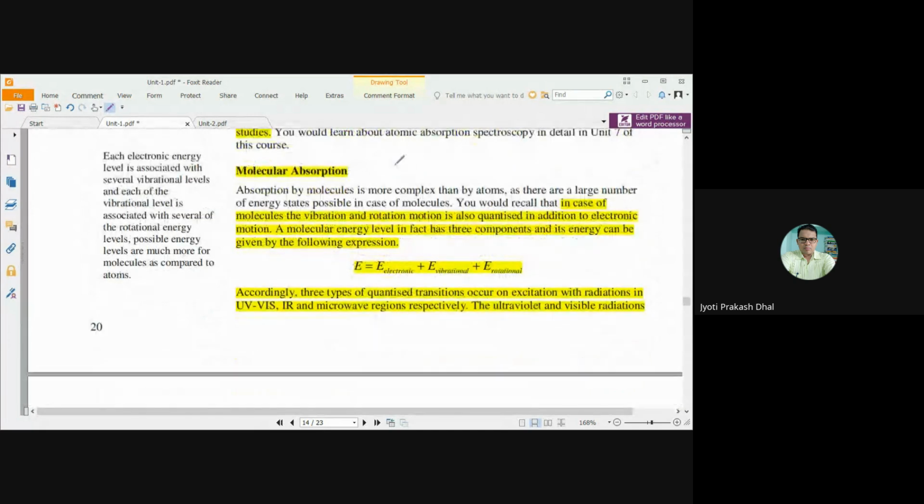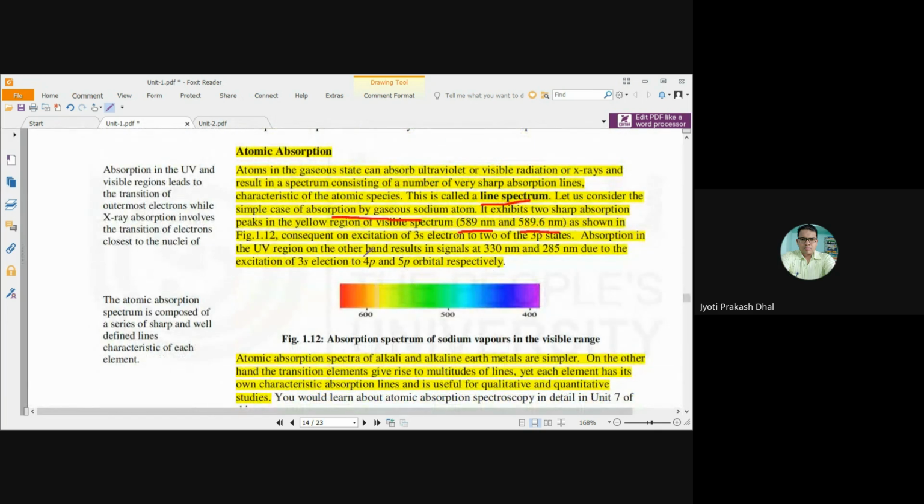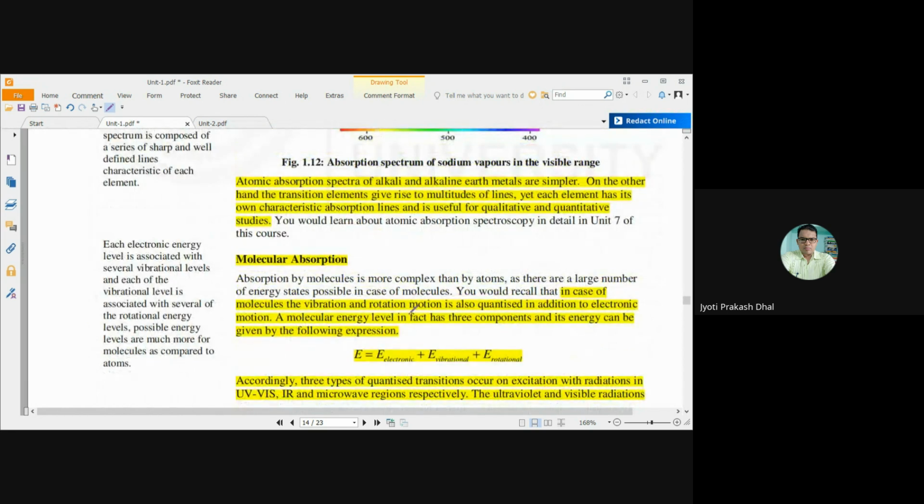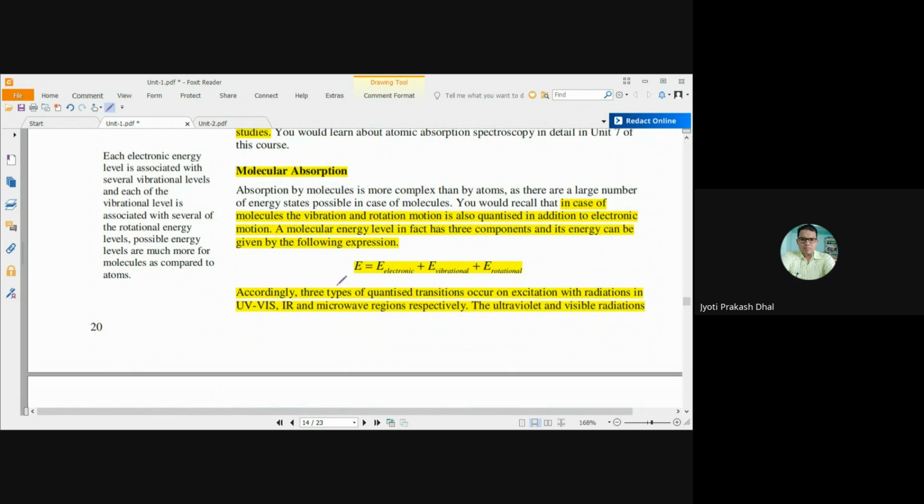Similarly, the next one is molecular absorption. We know that for molecules different energy levels are present, but for an isolated gaseous atom the energy levels are only electronic energy levels, whereas for molecules the energy levels are composed of electronic, vibrational, and rotational energy levels.